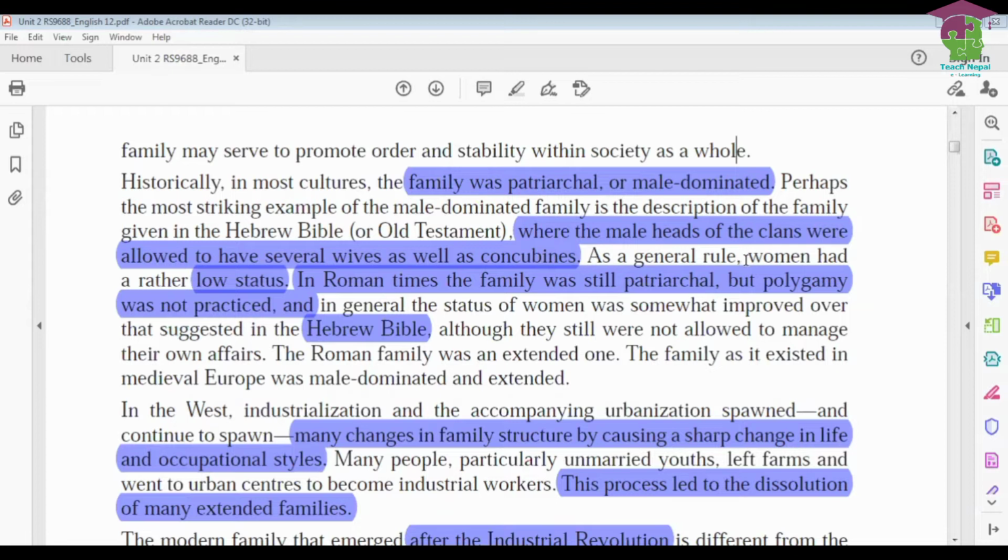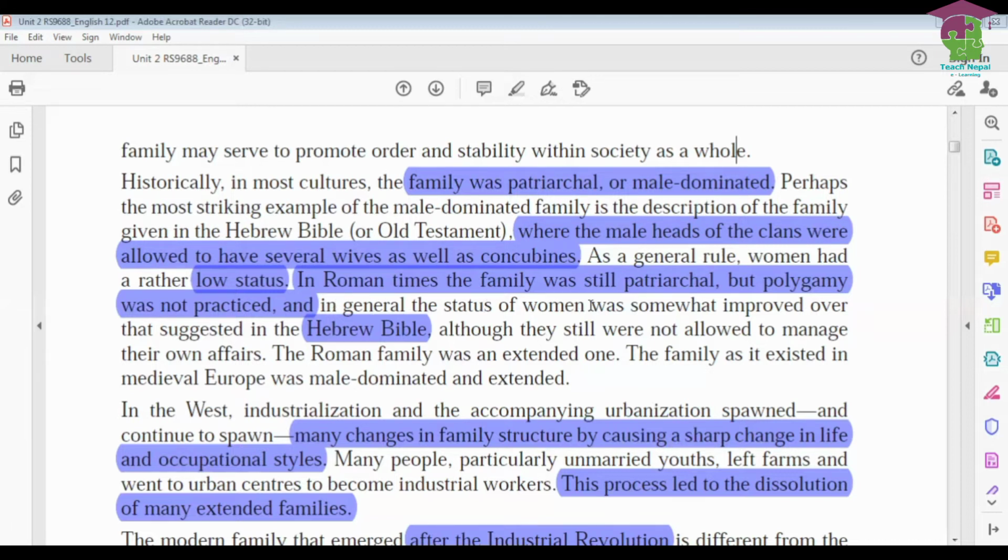As a general rule, women had a rather low status in the patriarchal society. In Roman times, the family was still patriarchal, but polygamy was not practiced, which means there was monogamy. That was different in the Hebrew Bible, as described there.